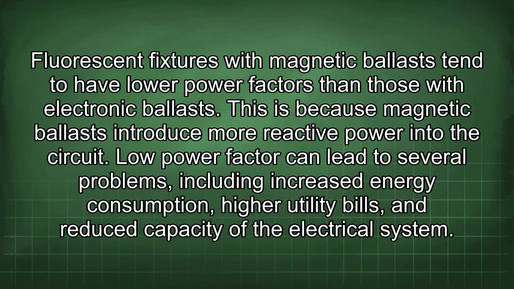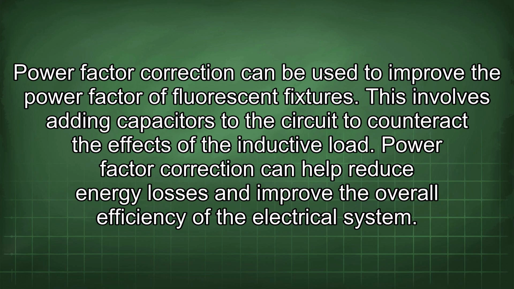Low power factor can lead to several problems, including increased energy consumption, higher utility bills, and reduced capacity of the electrical system. Power factor correction can be used to improve the power factor of fluorescent fixtures. This involves adding capacitors to the circuit to counteract the effects of the inductive load. Power factor correction can help reduce energy losses and improve the overall efficiency of the electrical system.